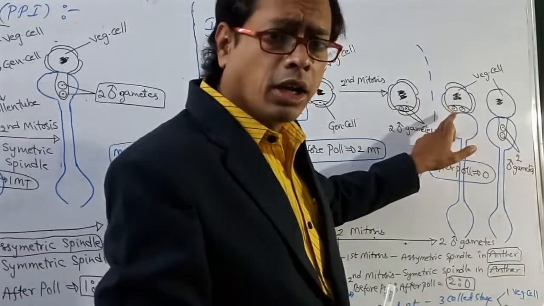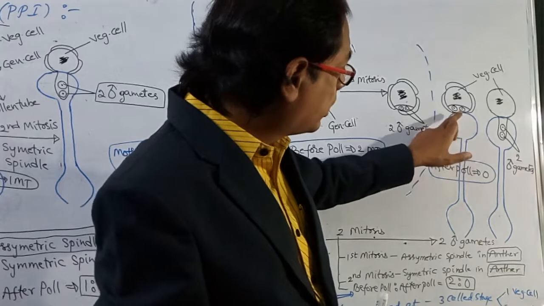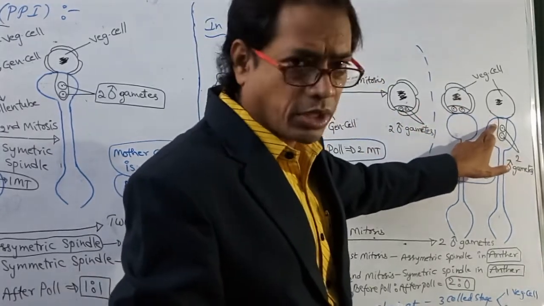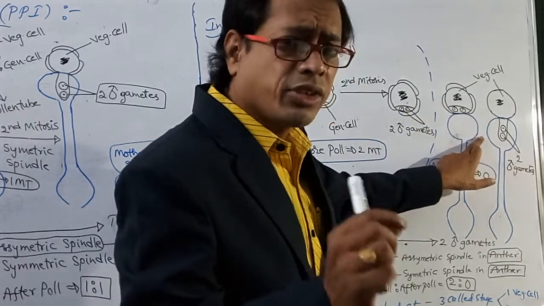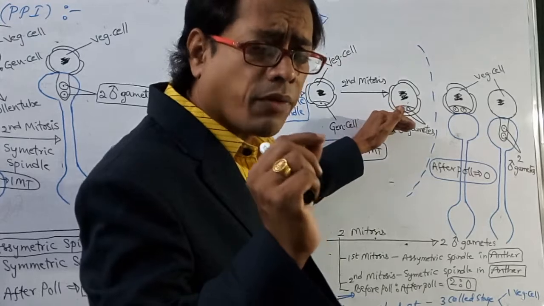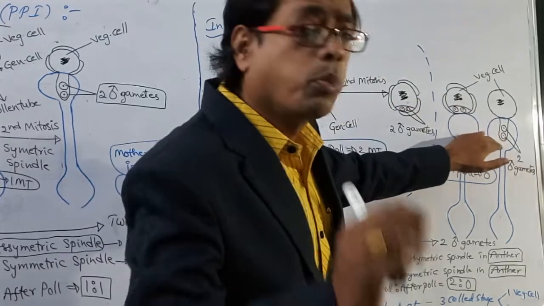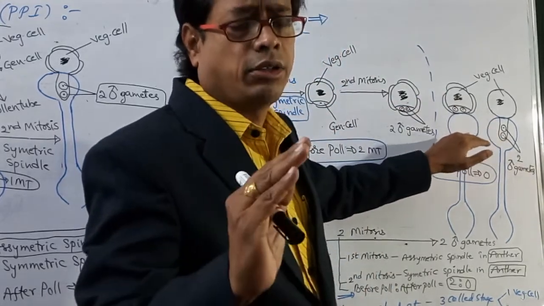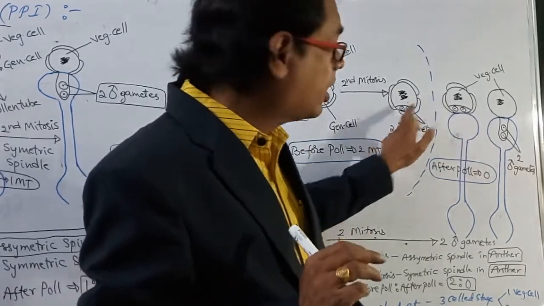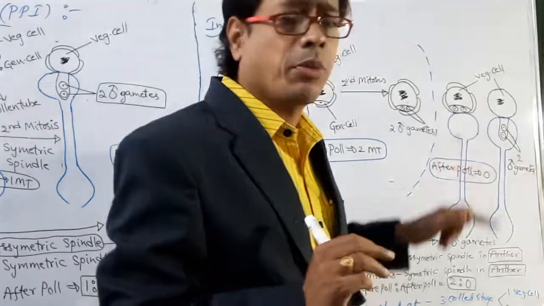So try to look at this figure. Here male gametes formation and here pollen tube formation. Of these two, which structures are formed first? First male gametes are formed, later pollen tube is formed. This point we have to remember. First male gametes are formed, later pollen tube formation occurs.